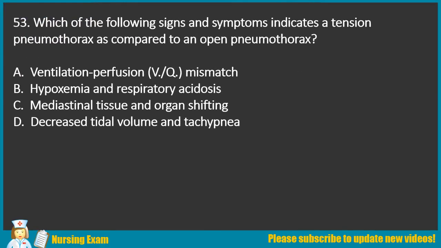Question 53. Which of the following signs and symptoms indicates a tension pneumothorax as compared to an open pneumothorax? A. Ventilation perfusion, V/Q, mismatch. B. Hypoxemia and respiratory acidosis. C. Mediastinal tissue and organ shifting. D. Decreased tidal volume and tachypnea.